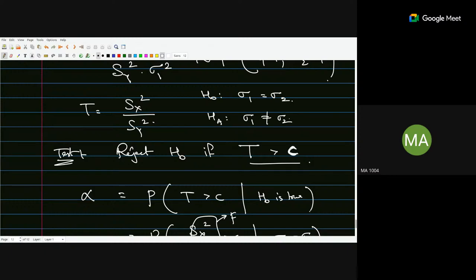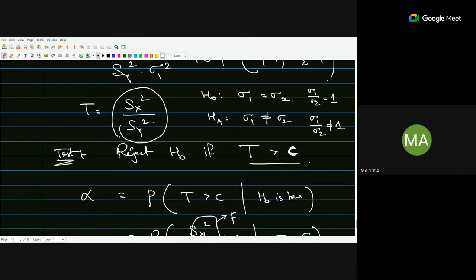Okay, but variance is only positive, no negative. Yes, no negative, I agree. But when we compare, the ratio of the population variances, sigma 1 by sigma 2, could be less than 1 or greater than 1. Can you guarantee that sigma 1 by sigma 2 is equal to 1 or not? So this is sigma 1 by sigma 2 equal to 1 against sigma 1 by sigma 2 not equal to 1. Not equal to 1 means it can be either greater than 1 or less than 1.